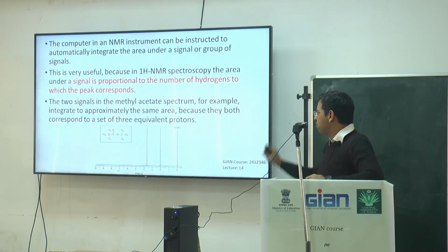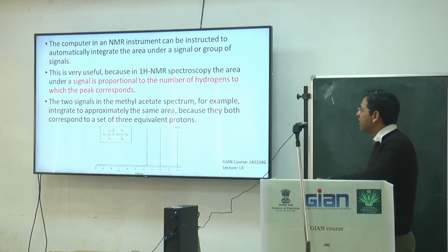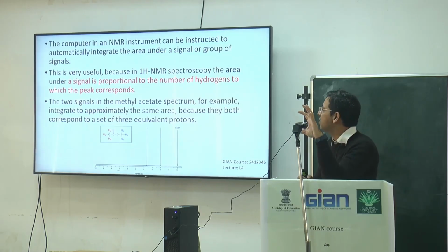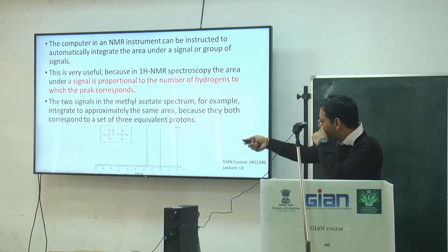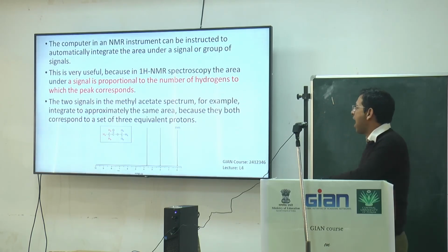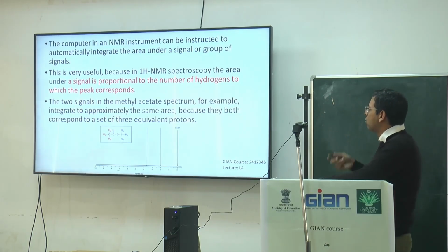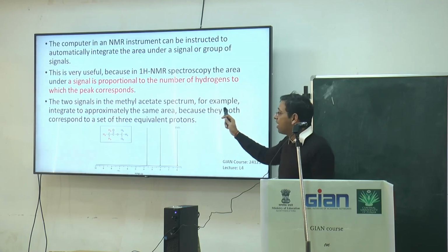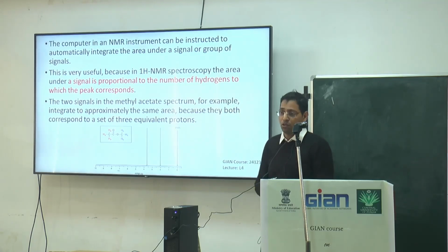So now TMS we are skipping. The computer in the NMR instrument can be instructed to automatically integrate the areas under a signal and the group of the signal. Here the same thing comes again: you can understand that these two different protons are doing two different things. One HNMR signal is proportional to the number of hydrogens that the peak corresponds to.